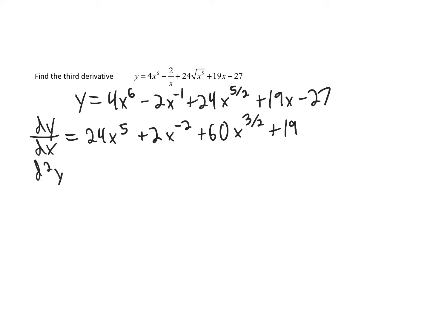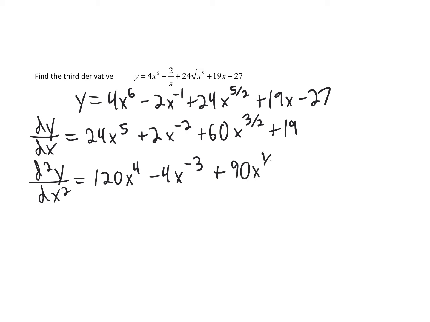Then we can do our second derivative. 24 times 5 is 120, x to the fourth. 2 times negative 2 is negative 4, x to the negative 3. 60 times 3 halves is 90. x to the 1 half.